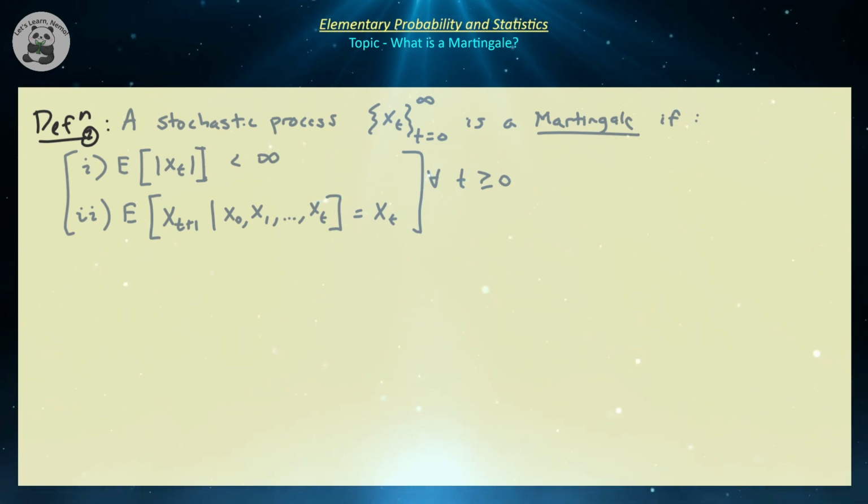A martingale is a special type of stochastic process that satisfies two properties. If you have a stochastic process that does not satisfy one or both of these properties, then it is not a martingale. The first is that the expected value of the absolute value of each of the random variables must be finite for all random variables in that sequence X_t.